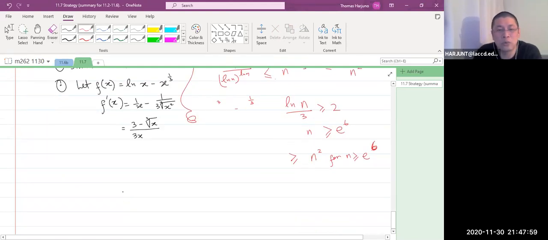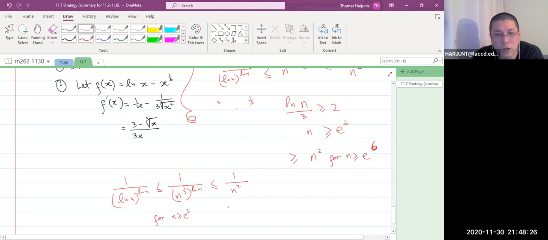Somehow I would like to argue now that 1 over natural log of n to the ln n is less than or equal to 1 over n to the 1/3 of ln n. This is true for n greater than or equal to e cubed. And this is less than or equal to 1 over n squared. That's for n greater than or equal to e to the 6. So this series is bounded above by that. And we know this is convergent, right? This is convergent. So this would be convergent.